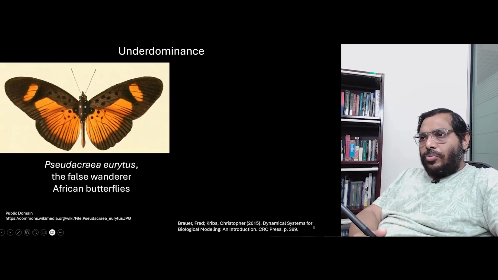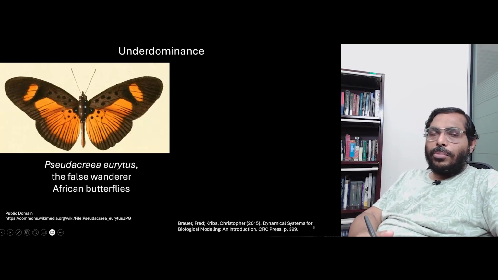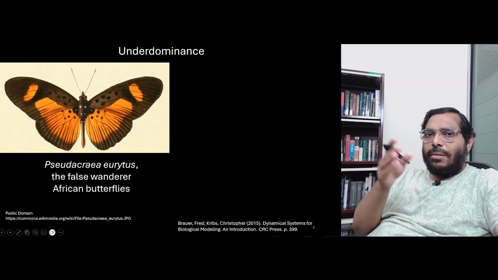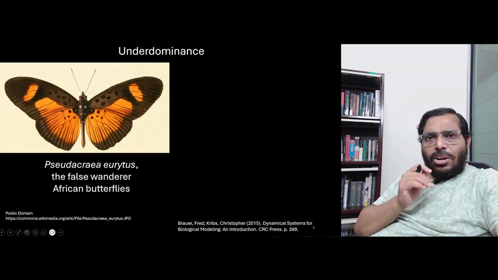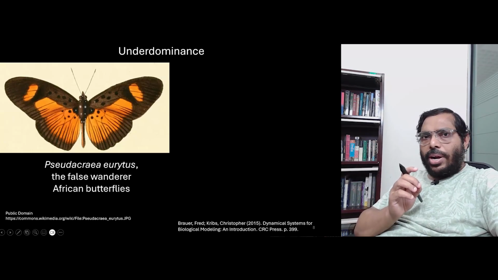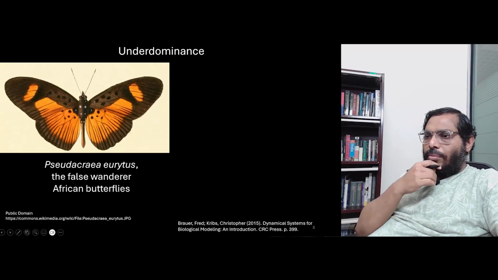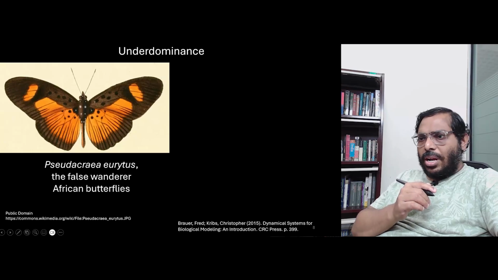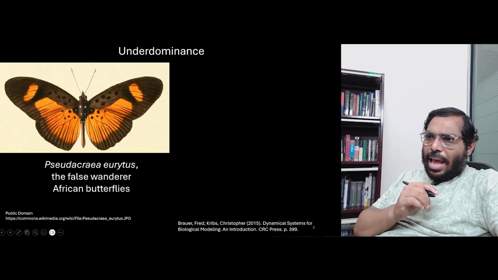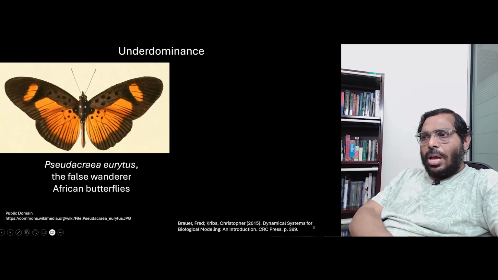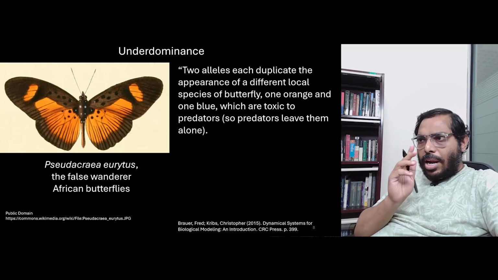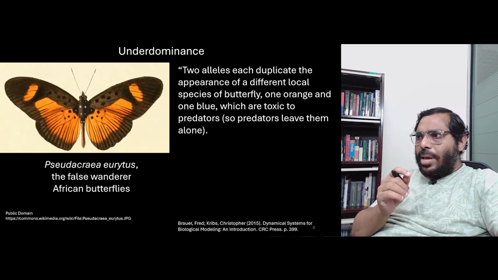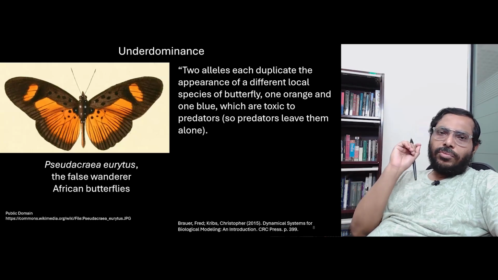So, after overdominance, we come to underdominance. What is underdominance? Remember, this is a scenario where the heterozygotes are less fit than both homozygotes. There are not too many well documented cases of underdominance in the literature. This is one of them. This is a butterfly, as you see, it is called the false wanderer, and you generally find it in Africa. Now, it turns out that in this butterfly, there are two alleles, and each allele duplicates the appearance of a different local species of the butterfly.